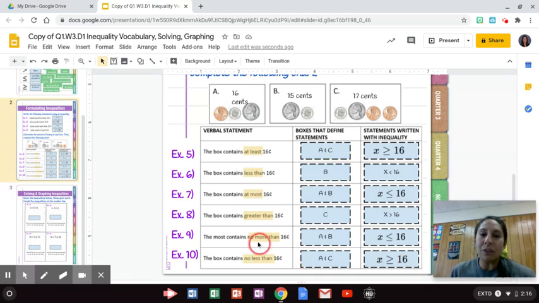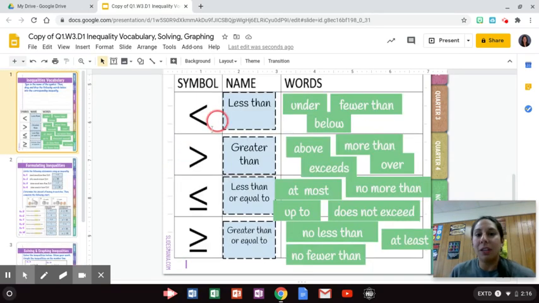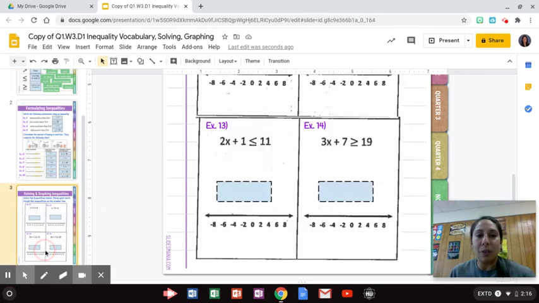If you're still confused on these key words that are highlighted right here, you need to go back to page 1 and make sure that you review those key words. If you have to, make flashcards so you can study them, so you know which inequality to use when we have those special keywords. So I'm going to go on to page 3.